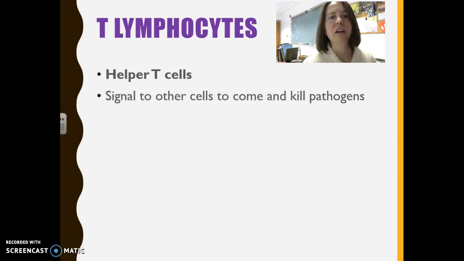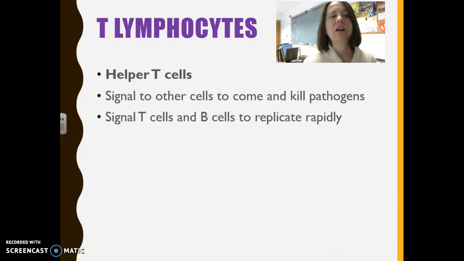There are 2 other types of T lymphocytes. Your helper T cells, you've heard a lot about with AIDS, because AIDS is a virus that attacks your helper T cells. Helper T cells signal to other cells to come and kill the pathogens. They also signal T cells and B cells to replicate rapidly, and they tell B cells to make antibodies, and we're going to talk more about that later. So they are essential to your immune system, and that's why AIDS is such a devastating disease, because it kills your helper T cells, which makes you susceptible to all types of pathogens. Like you could die from pneumonia or the common cold.